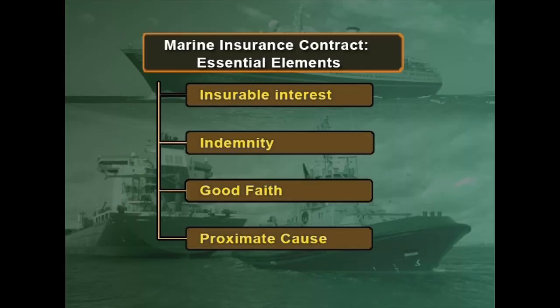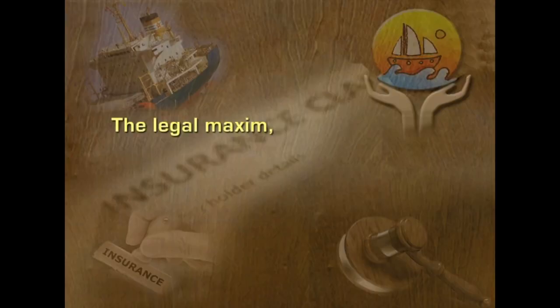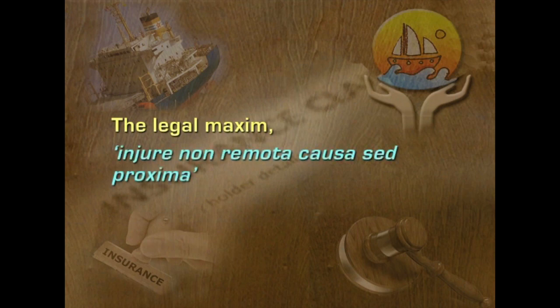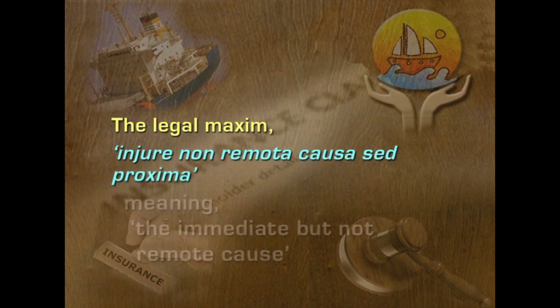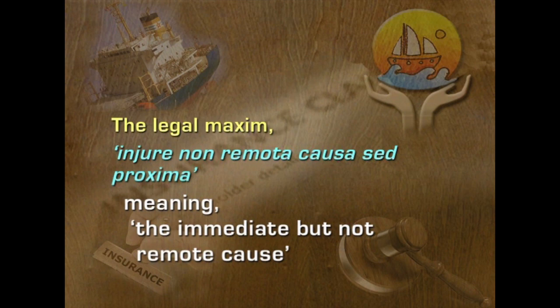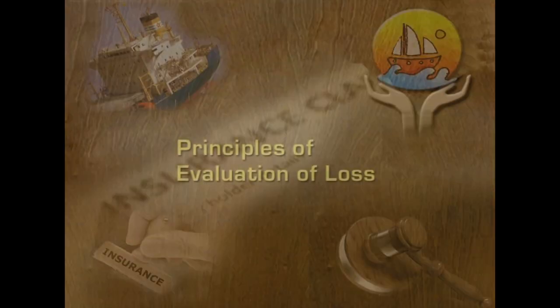Proximate cause. The legal maxim injuria non remota causa sed proxima, meaning the immediate but not the remote cause, is applicable to the marine insurance business. Section 55 of the Marine Insurance Act 1963 contains provisions relating to the proximity of the cause in assessing the loss and payment of compensation under the contract of marine insurance.